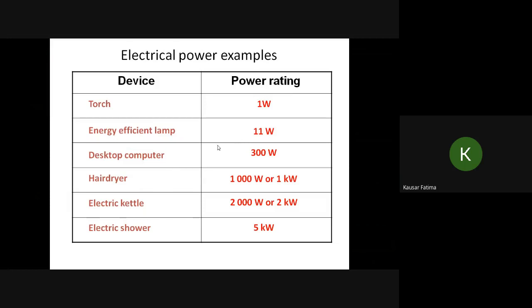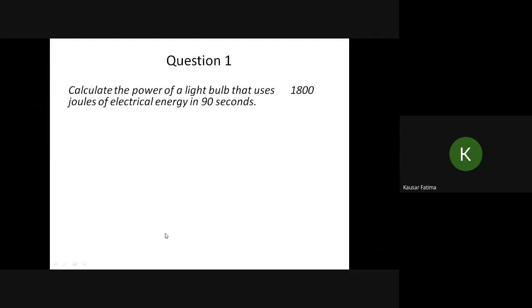You don't need to memorize, but this is estimated power. So one should have an idea how much power any appliance can use. Okay, so the rate at which it transfers energy from one form to another form. See, they all are energy converters: lamp, torch, computer, hair dryer, electric kettle, shower, they all are energy converters. Now we will solve some questions using the formula of power.